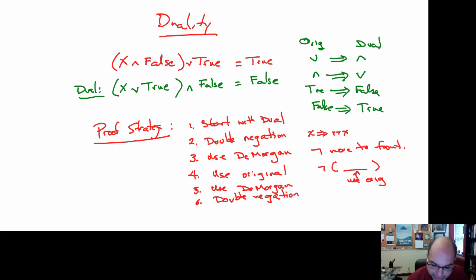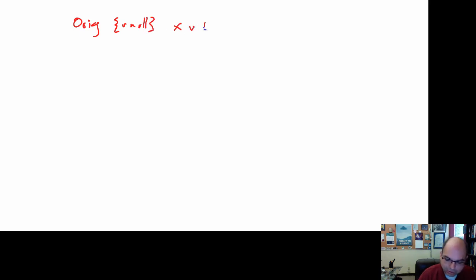Okay, so let's try to make that concrete. Let's look at a specific theorem. The original theorem that I'm going to use is or null, which is one of our axioms about or, and it looks like x or true is equal to true. And so the dual statement that we're going to prove is x and false. See how I'm turning ors into ands, true into false? That should be equal to false. Okay, so let's go ahead and prove it.